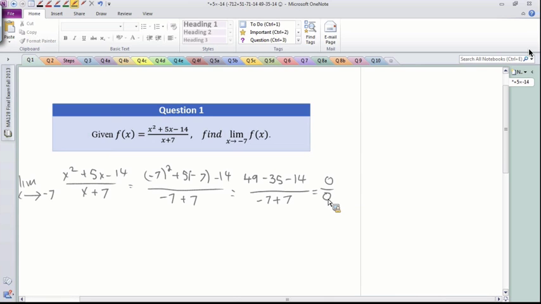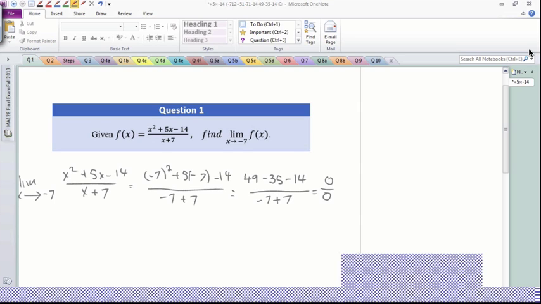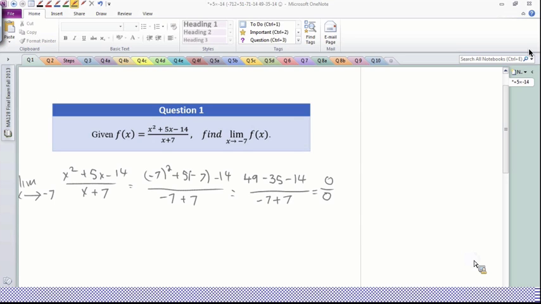So what we notice is that plugging in negative 7, we get 0 over 0, which is an indeterminate form, meaning that we can't tell the value of this limit. If we were given 6 over 0, we can say that the limit goes to infinity or negative infinity. If we have 0 over 6, we can say that the limit is 0, but 0 over 0 is a special case. So moving forward, we'll have to manipulate the expression just a little bit to find our value.